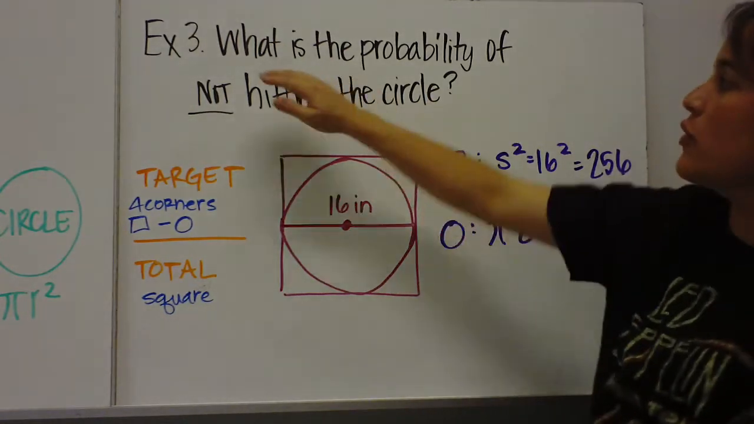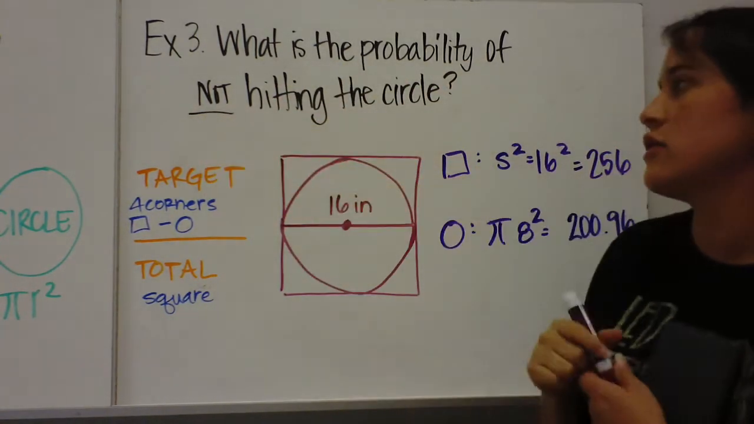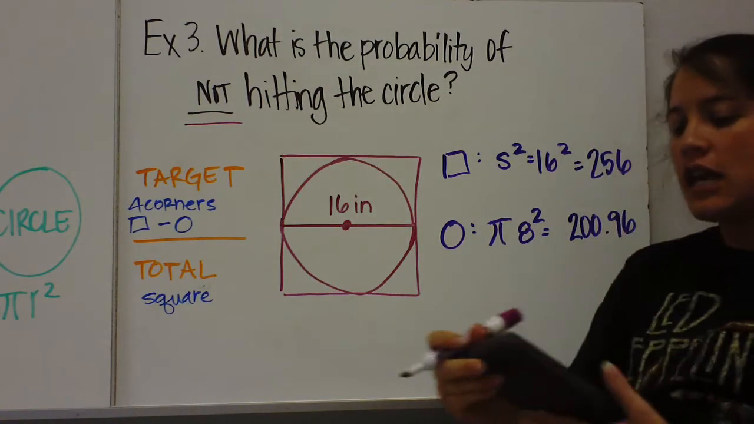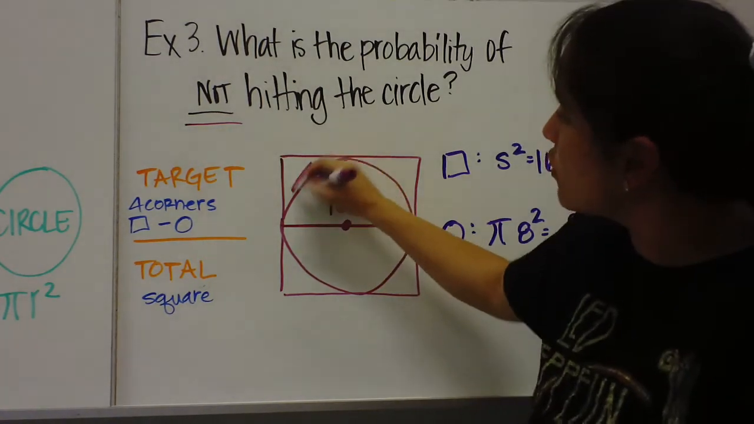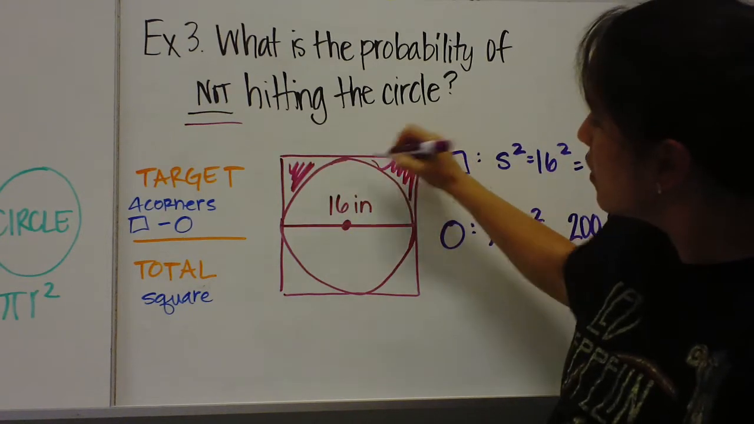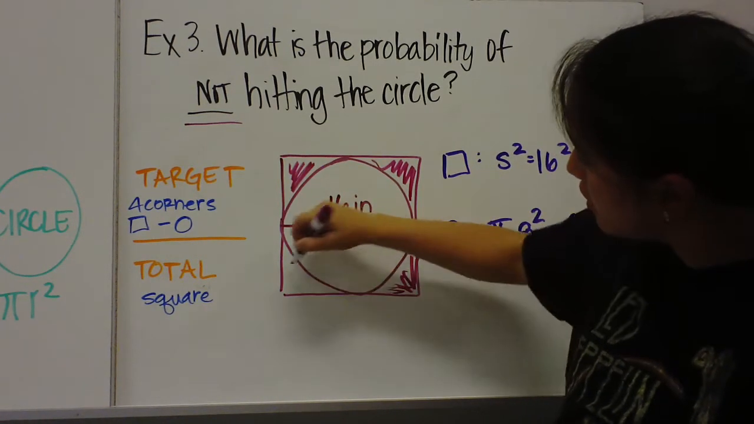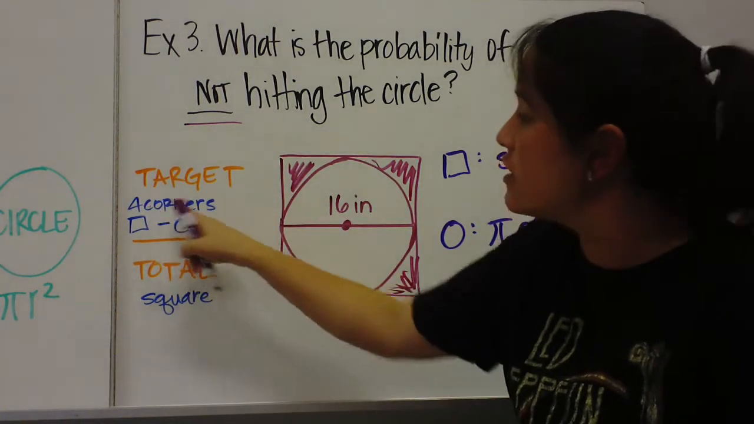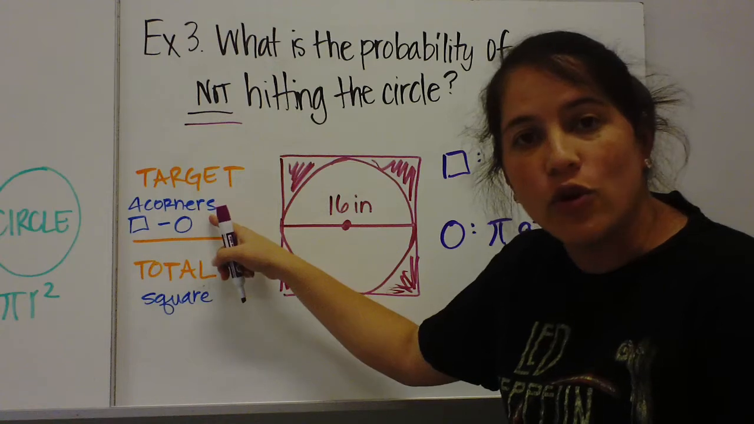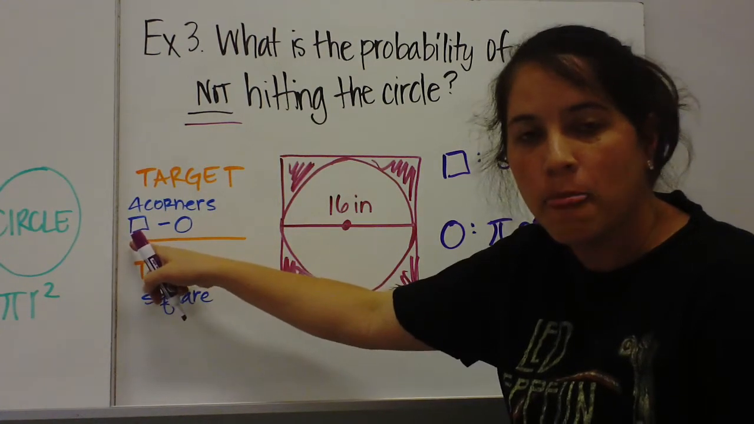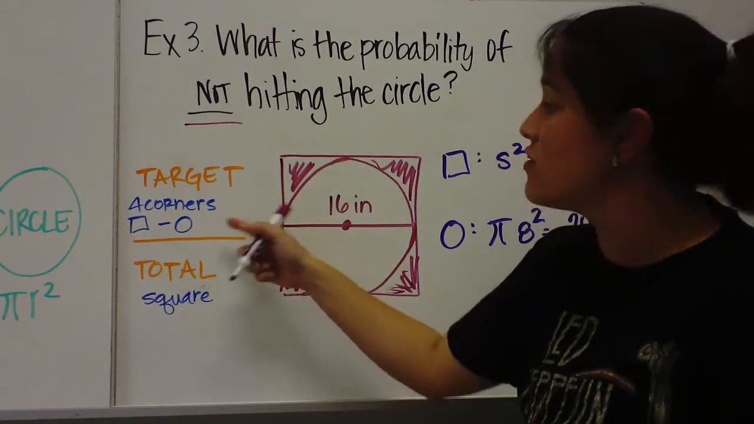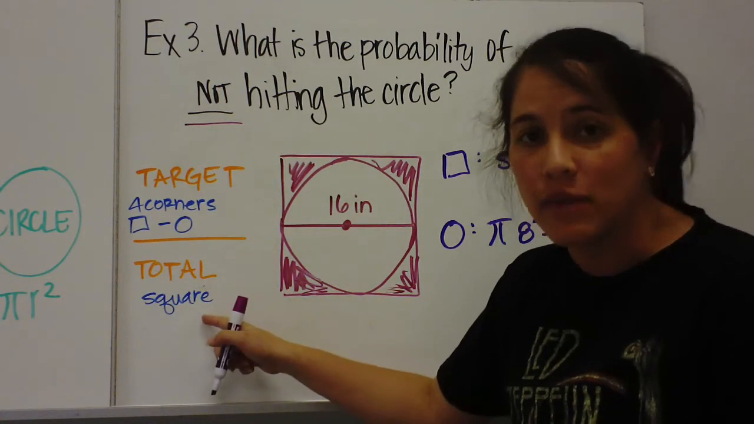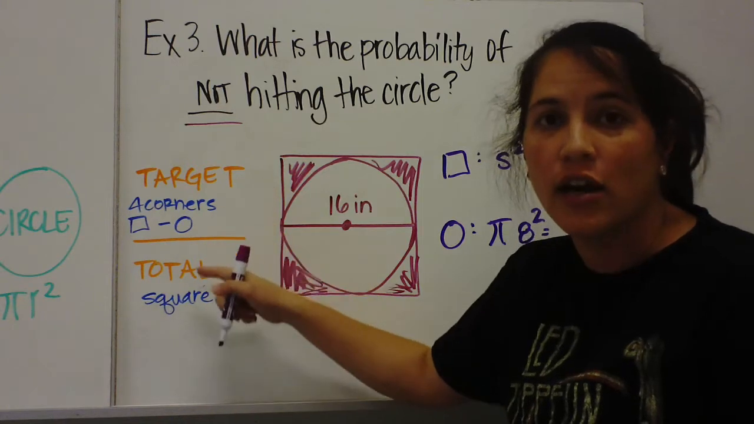All right, so example 3, what is the probability of not hitting the circle? The word not hitting the circle. So we want to hit basically the 4 corners, not the circle. So we have our target area. Our target area is the 4 corners. To find the 4 corners, you'd have to find the square, and then take away the circle. So square minus the circle. The total area would again be the square.